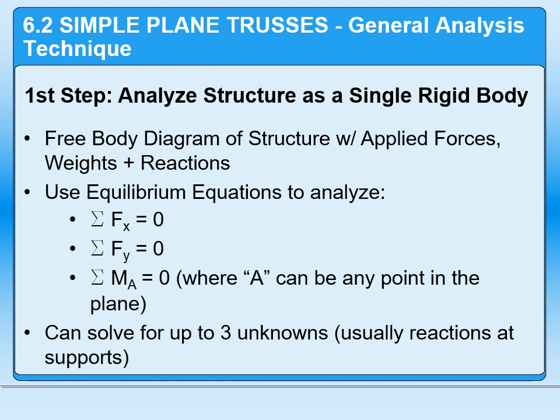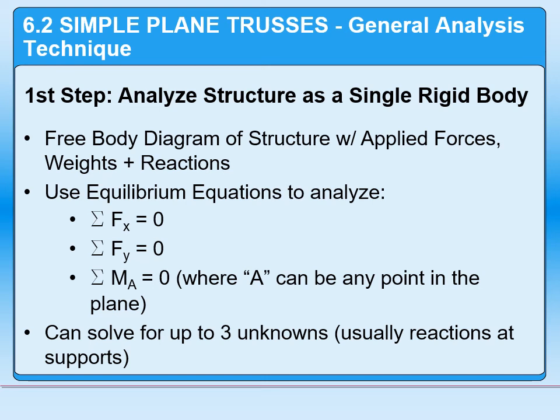In terms of the equations, we're going to be able to use sum of forces in the x, sum of forces in the y, and sum of moments about A. A can be any point in the plane, but we usually pick it to be convenient to eliminate unknowns. Keep in mind, you can also substitute moments about another point for one of the force equations. So moments about a point B or even a point C. We are limited to solving for 3 unknowns, however. We only have 3 independent equations, so that's our limitation in terms of this analysis.